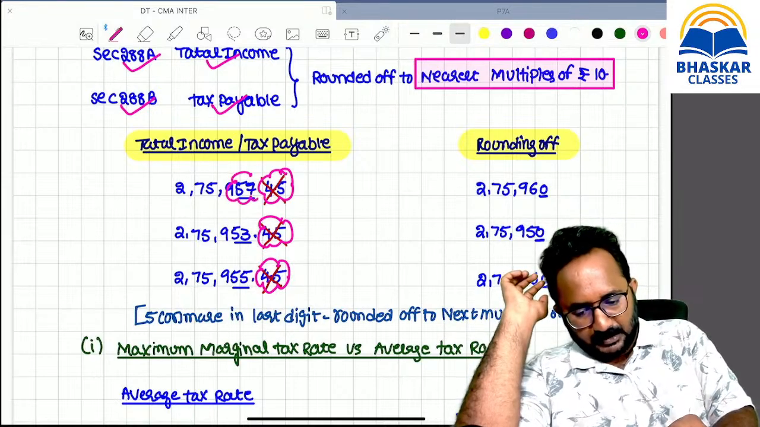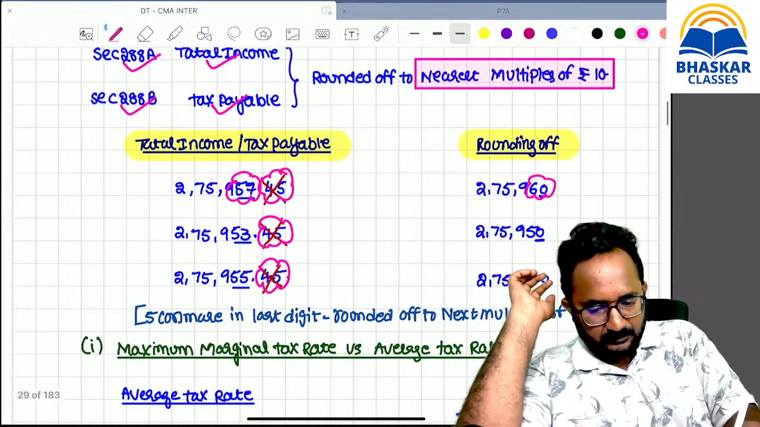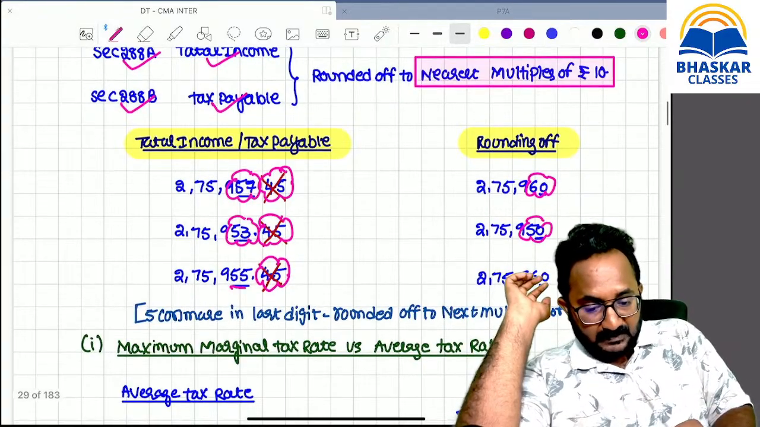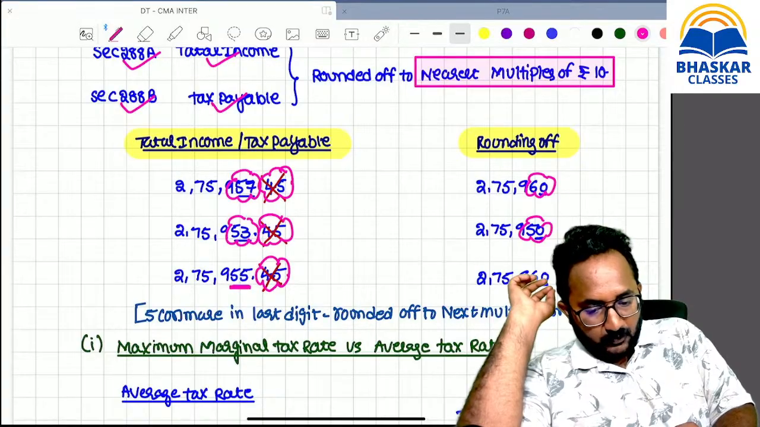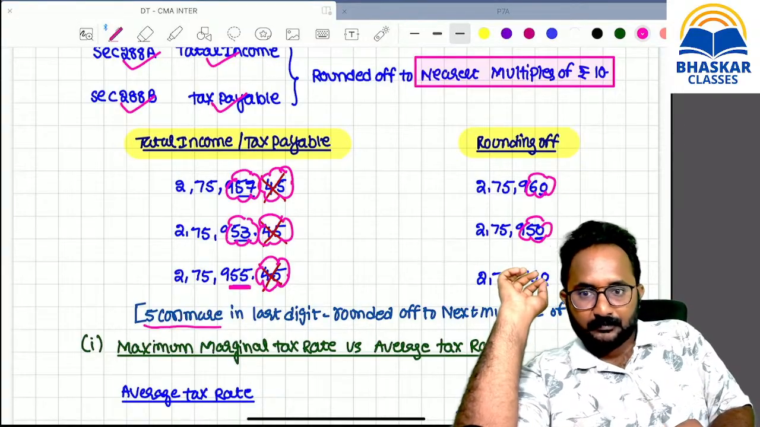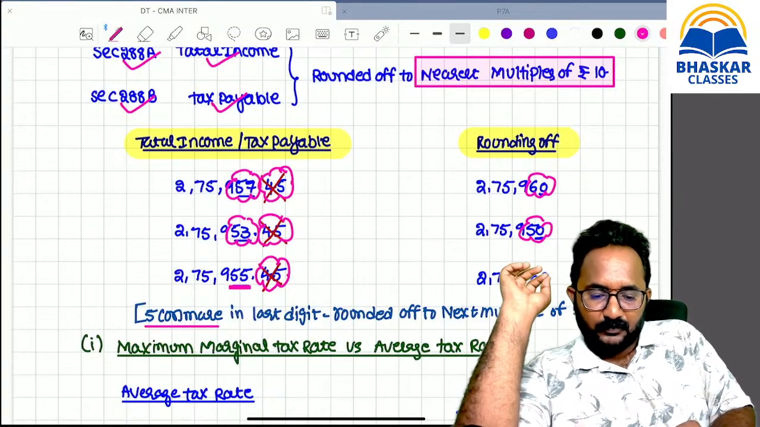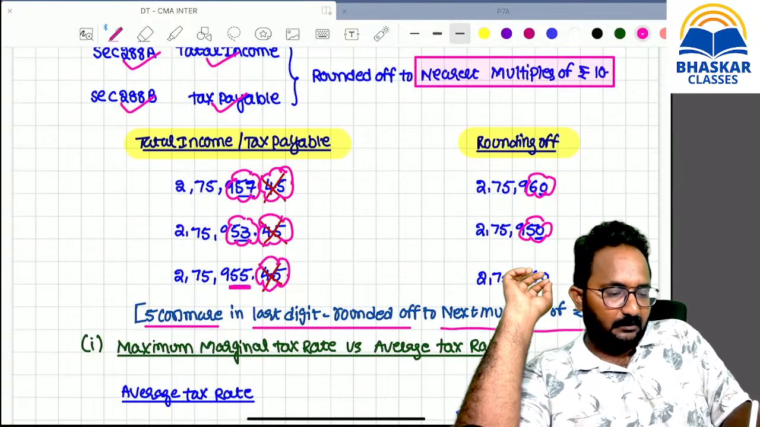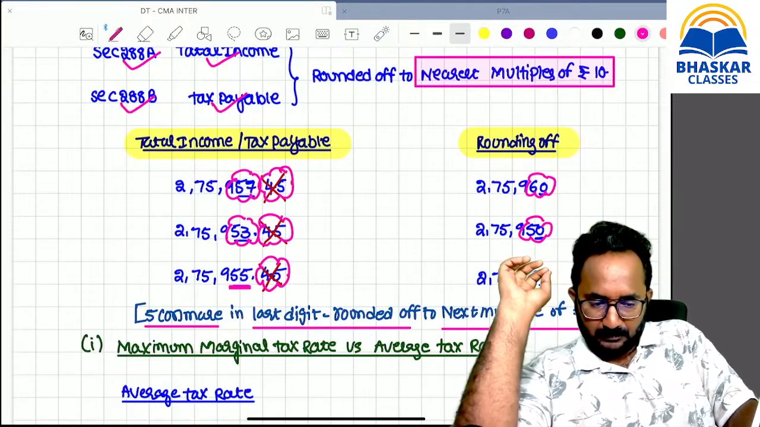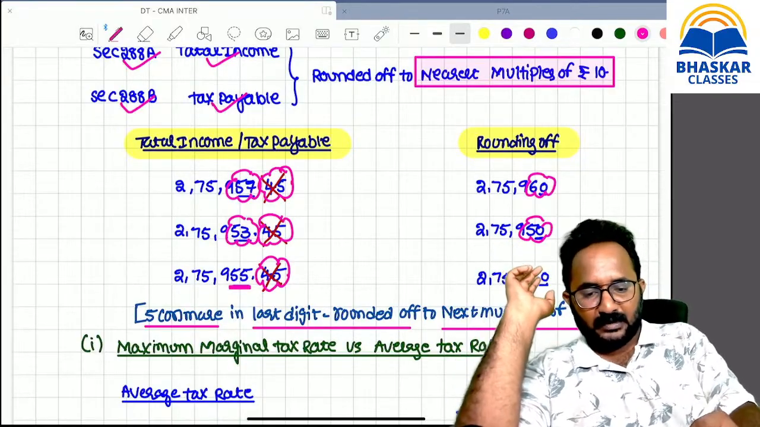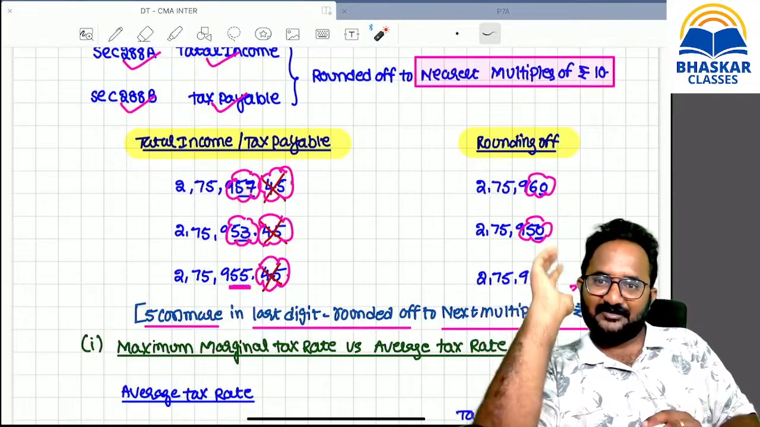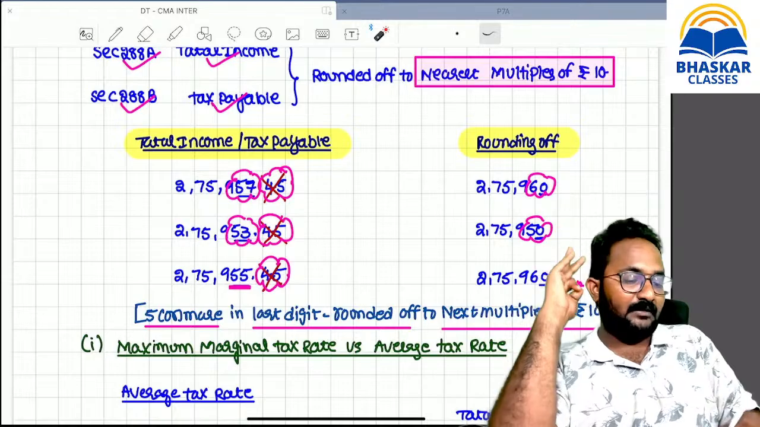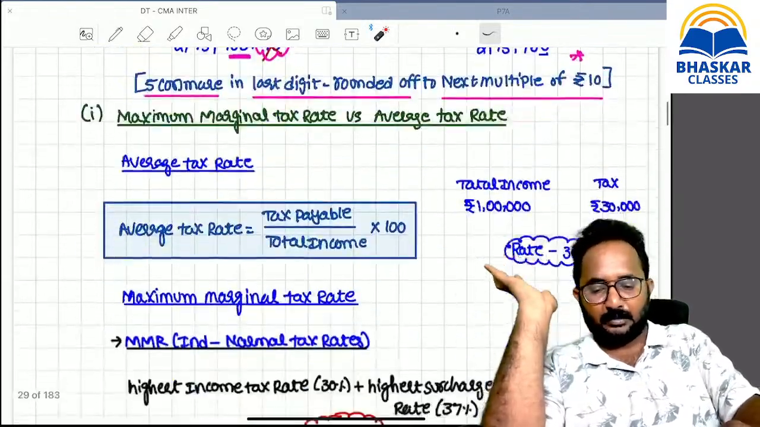Here, nearest multiple of 10 is nothing but what, ma? 60. Here nearest is nothing but what, ma? 50. But 5 is there. Remember, 5 is there. If the last digit is 5 or more than 5, it should be rounded off to the next multiple of 10. That you should remember. Easily you can identify the first two cases. The last one is important: 5 or more than 5 should be rounded off to the next multiple of 10.